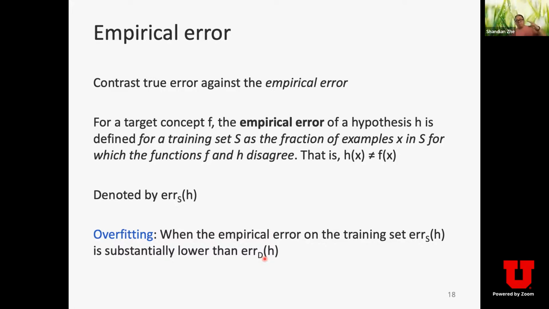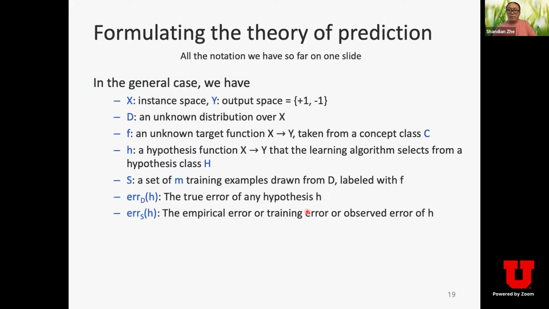Now, given these definitions, we can give a more formal definition of overfitting. That is, when the empirical error on the training set is substantially lower than the generalization error, then we call your algorithm or learning model overfitting the data. Does it make sense? Any questions so far? Okay, great.